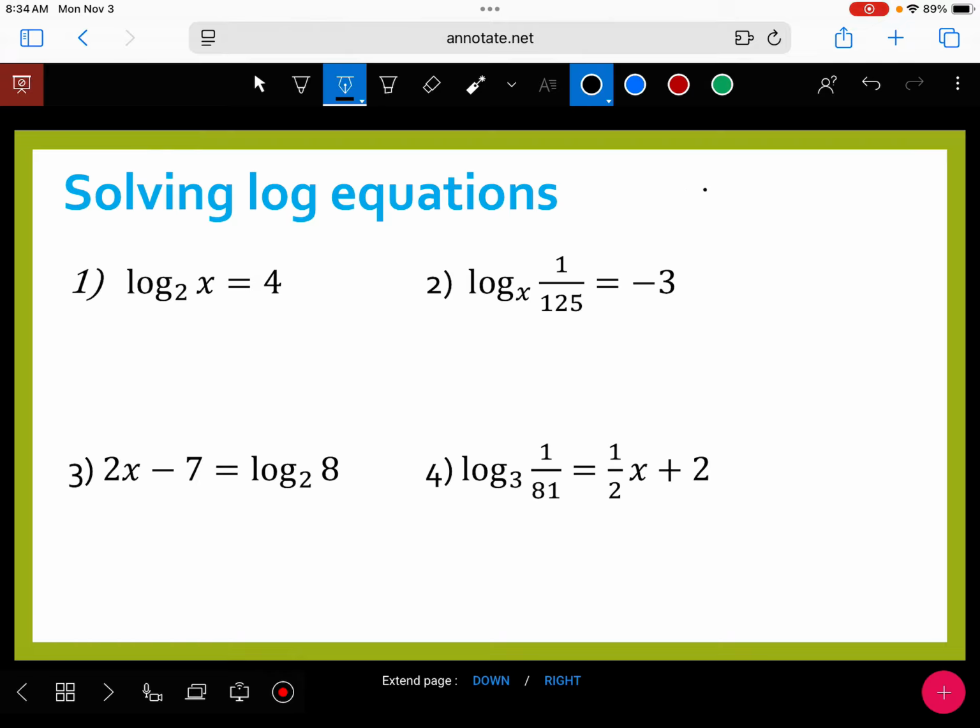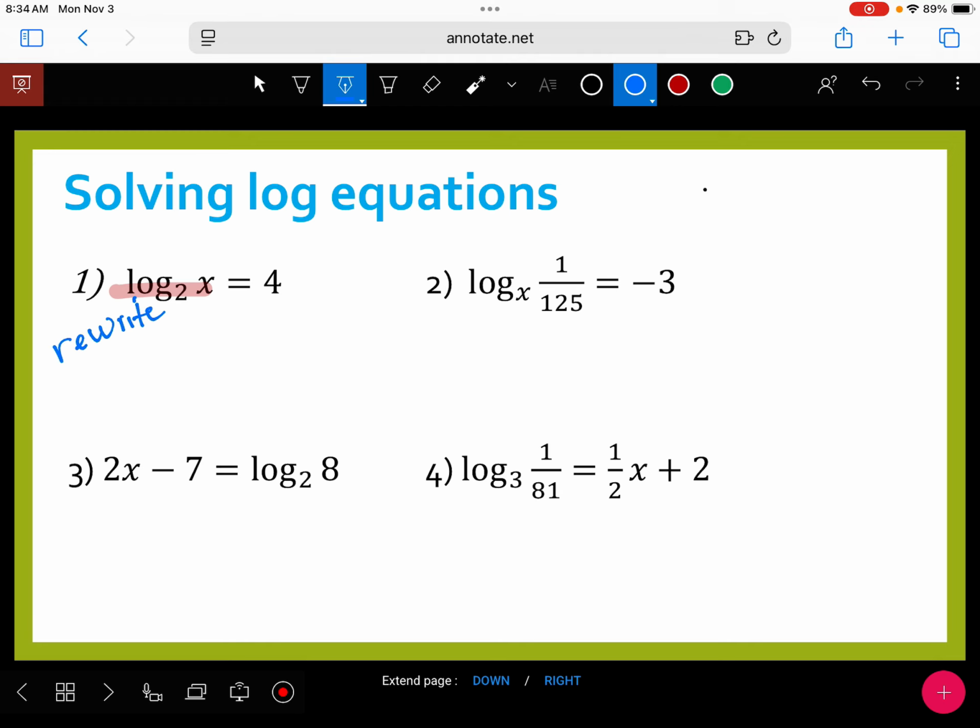Let's go ahead and look at these together. Sometimes you'll have to just do a rewrite, and sometimes you'll have to just solve. How can you tell the difference? When you don't have a full log statement. Notice that on this side, I don't have my answer. They gave me the base, but not the answer. So for this one, all you would have to do is do a rewrite.